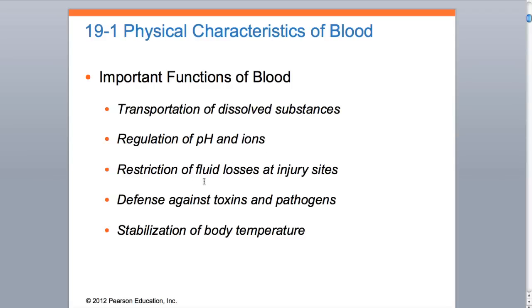Then we have restriction of fluid loss, so we have a way of controlling blood flow within the body. Then we have defense against toxins and pathogens, and that's our immune system that we spoke of. Then we have stabilization of blood temperature or body temperature. Remember, we are warm-blooded animals, and we need to be able to maintain our heat by way of restricting or inducing the loss of body heat.